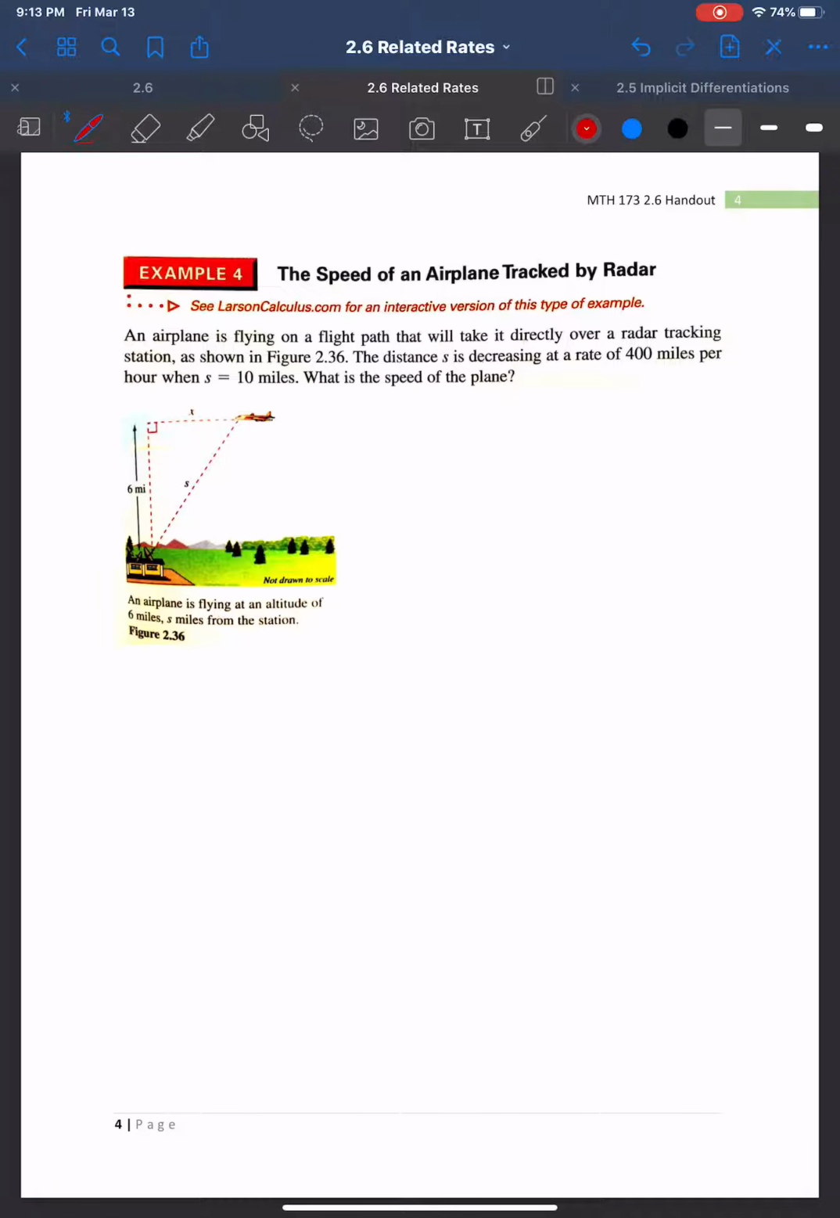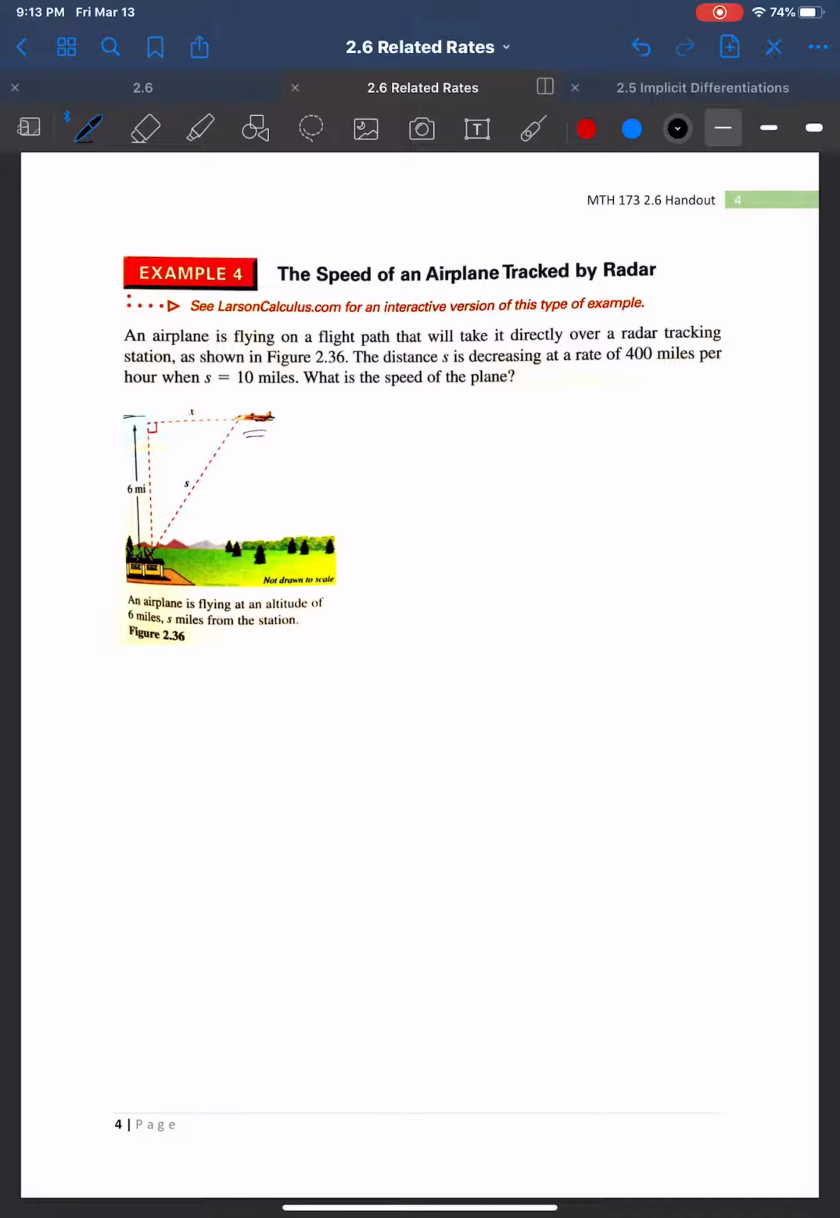So it says an airplane is flying on a path that will take it directly over a radar tracking station, right? So, in other words, eventually this airplane right here will fly directly over this tracking station.